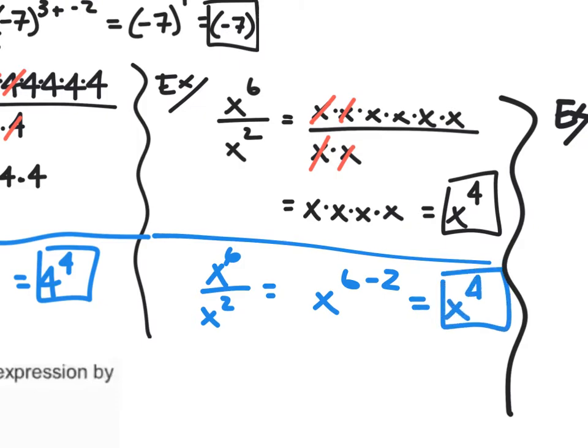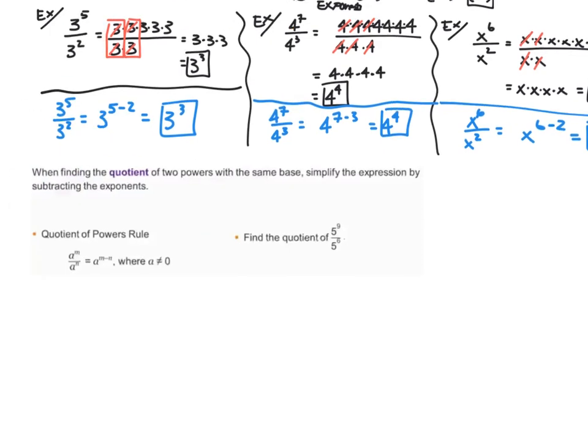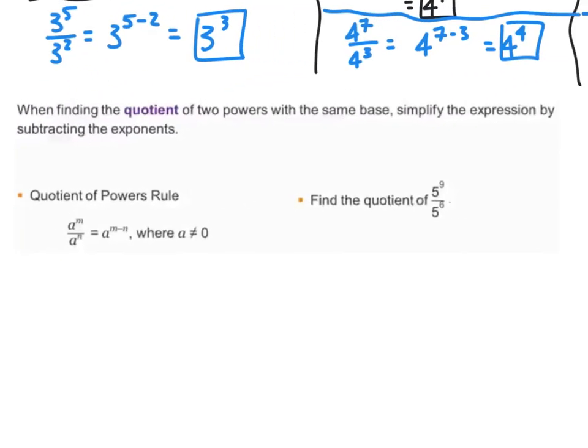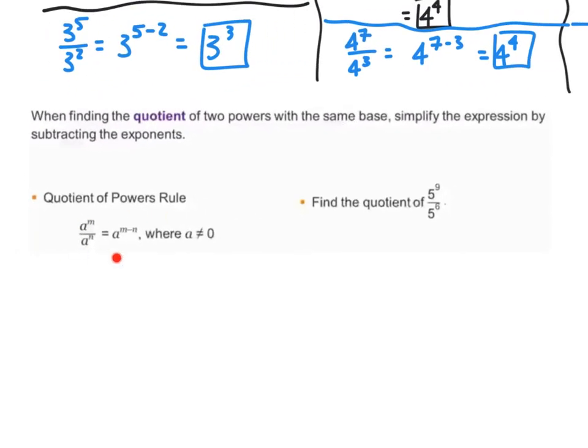Okay, so however you want to do it, doesn't matter as long as you get it right, but it's a lot easier to do this. So this is the rule down here. When finding the quotient of 2 powers with the same base, simplify the expression by subtracting the exponents. So if I have a to the m over a to the n, I just get a to the m minus n power, and a can't be 0, can't divide by 0.